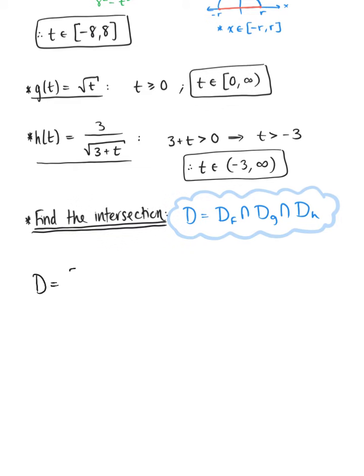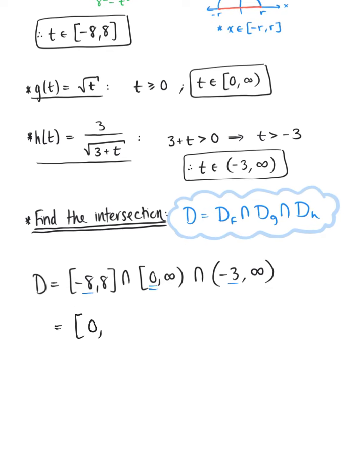We have the domain is the interval negative 8 to positive 8, and we're intersecting this with the interval from 0 to positive infinity. And then we intersect this with the interval from negative 3 to positive infinity. So let's consider these lower bounds here. So what is the smallest common bound? 0. So we can say that the domain has a lower bound of 0.